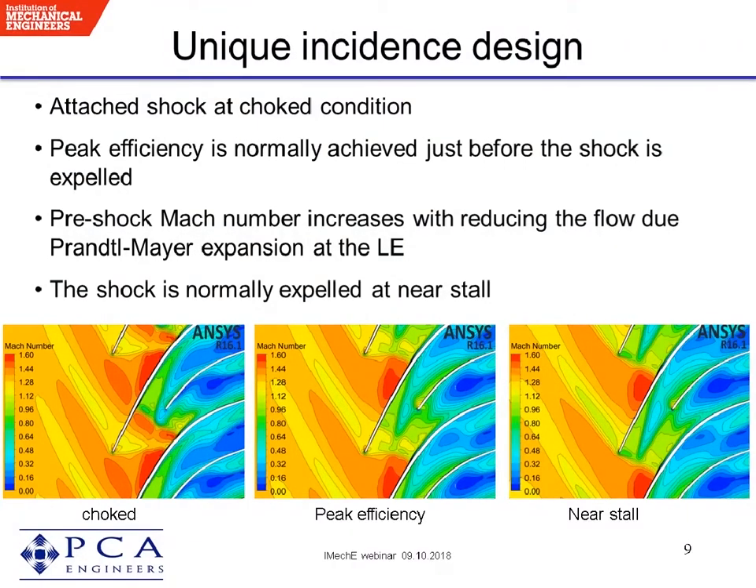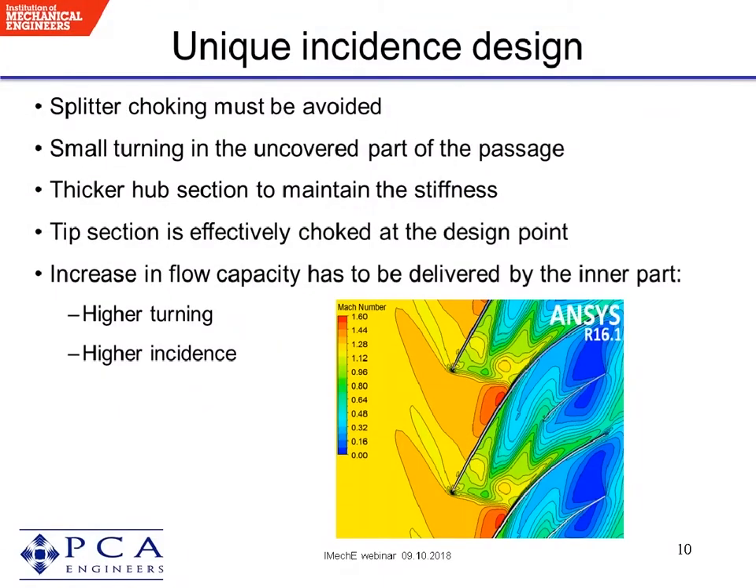If the shock is detached, increasing the pressure reduces the mass flow and the inlet relative velocity, but it also increases the relative flow angle at the tip, which results in a higher pre-shock Mach number due to Prandtl-Meyer expansion of the supersonic flow at the leading edge of the blade. Near the stall point, the shock is normally expelled from the passage. This comes with a number of challenges.